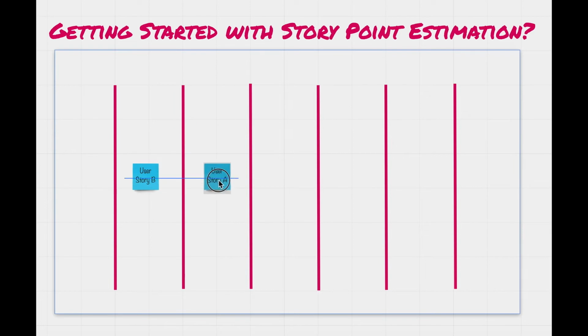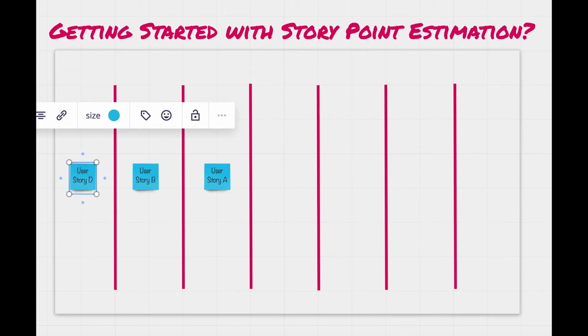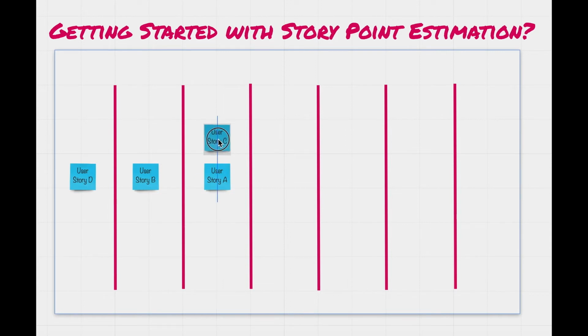We will use a similar approach for all other user stories. So let's say user story D. Let's assume this is smaller than user story B. Let's put this in the first column. Then there is user story C. Let's assume this user story is bigger than user story A, but not that much bigger. So we will put this in the borderline for now.